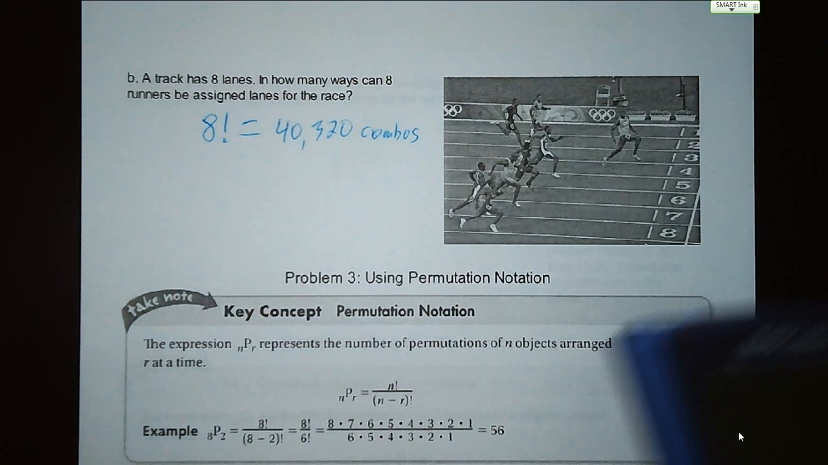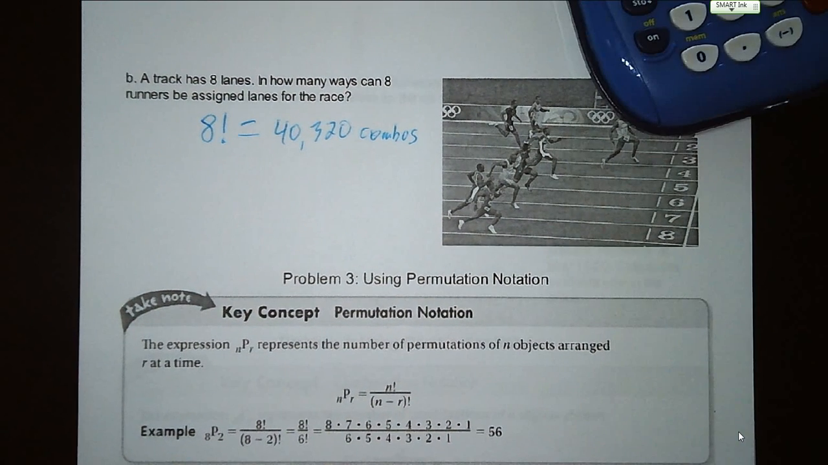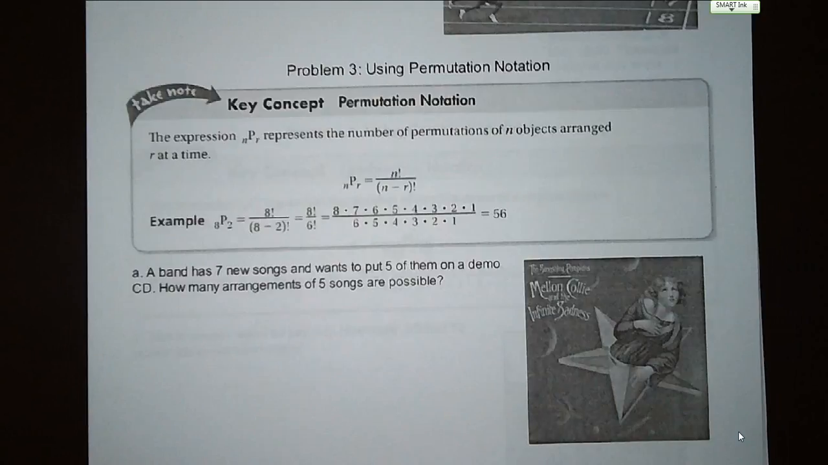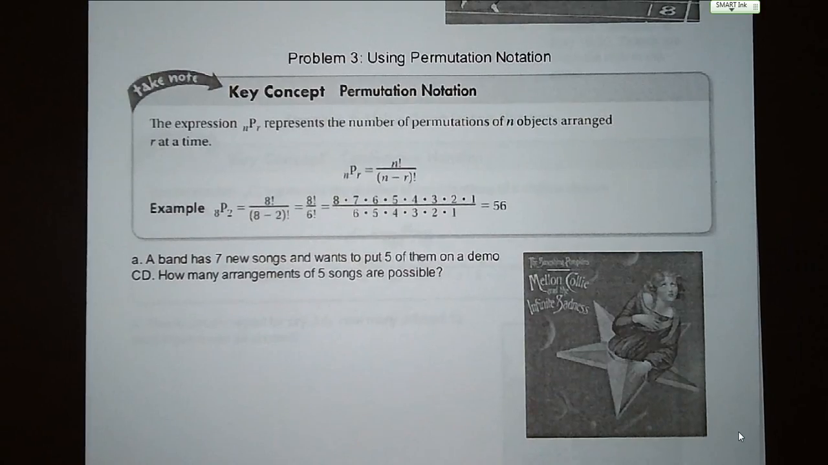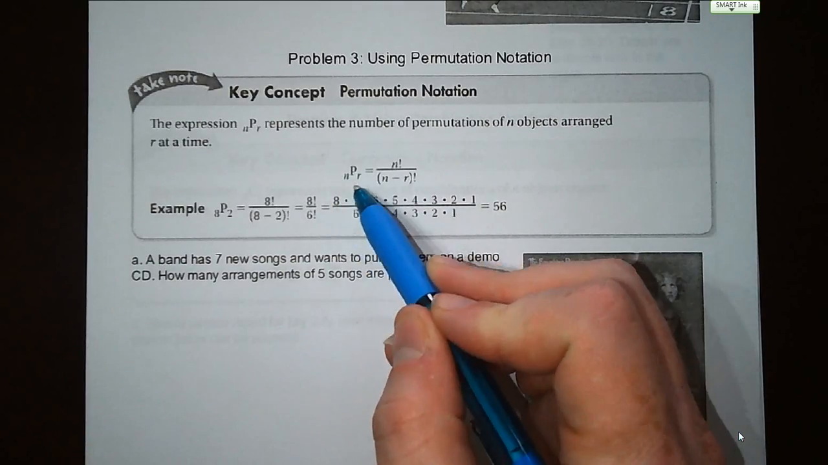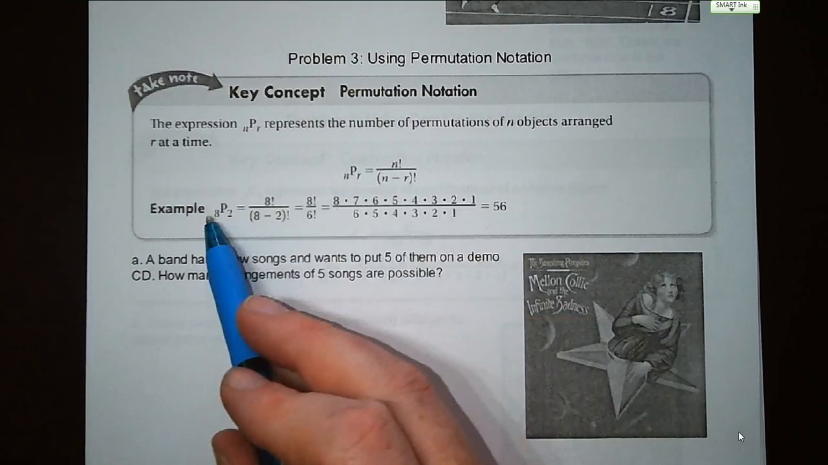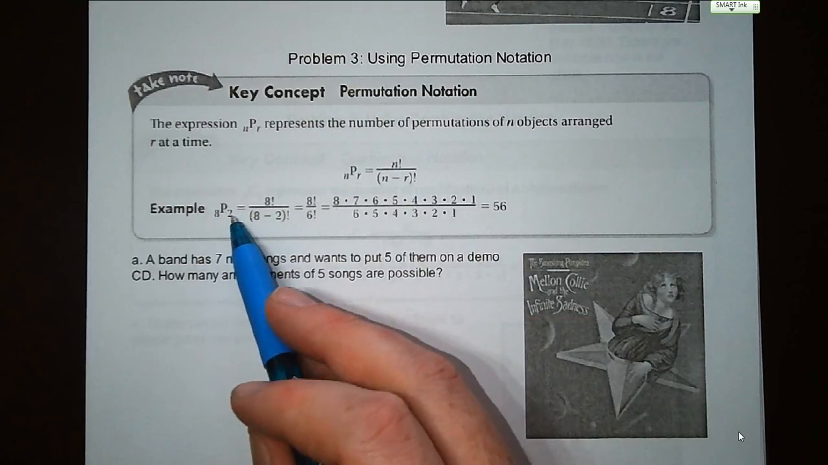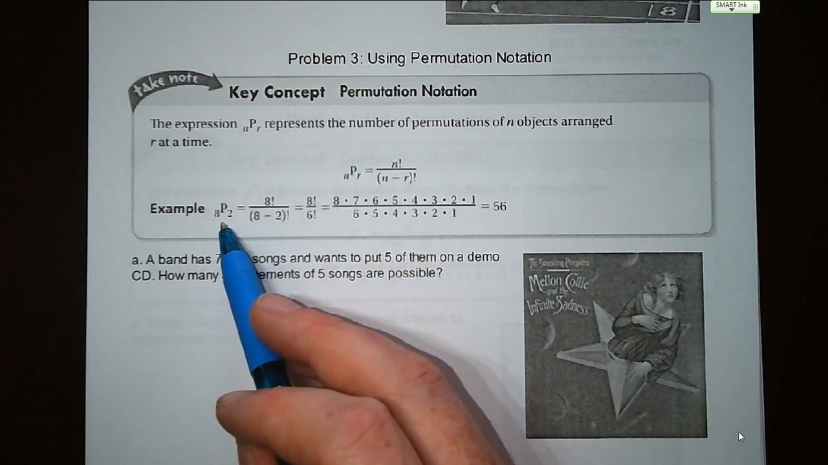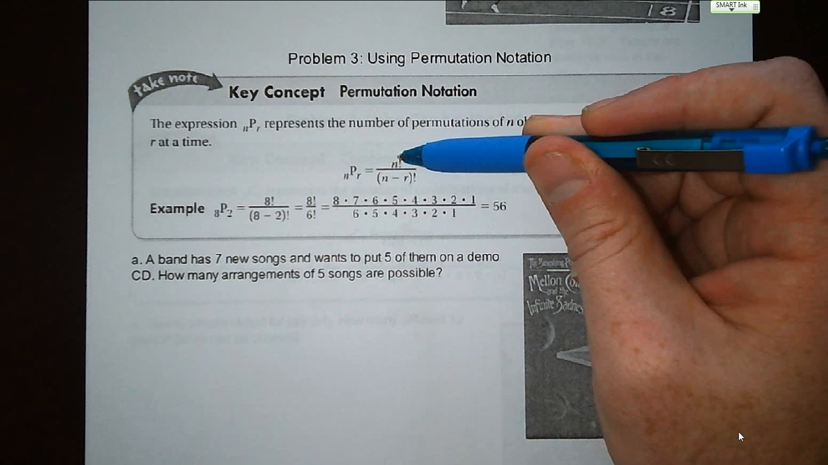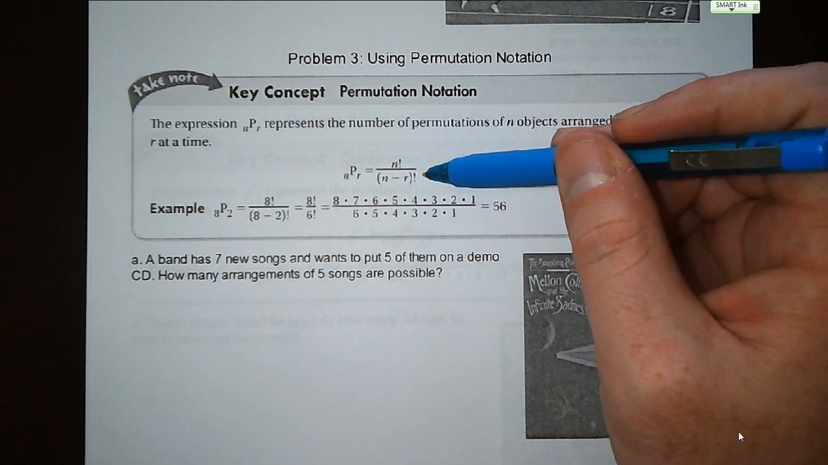All right. So now permutation notation. Permutation represents the number of permutations, or how many choices of objects are arranged at a time. So we have the total number, and how many we're doing at once. In this example, we had 8 possible choices that we're going to put into a group of 2. And our formula for that is n factorial over n minus r factorial.